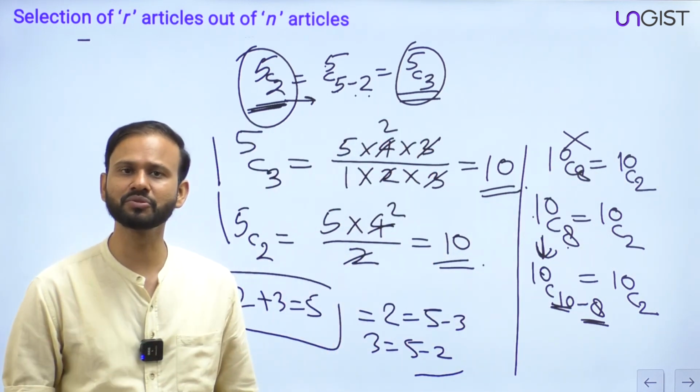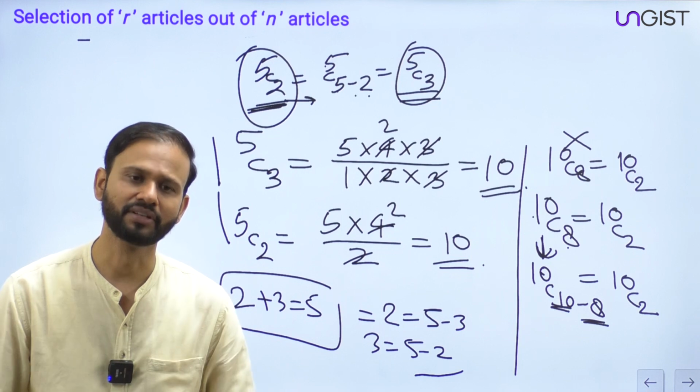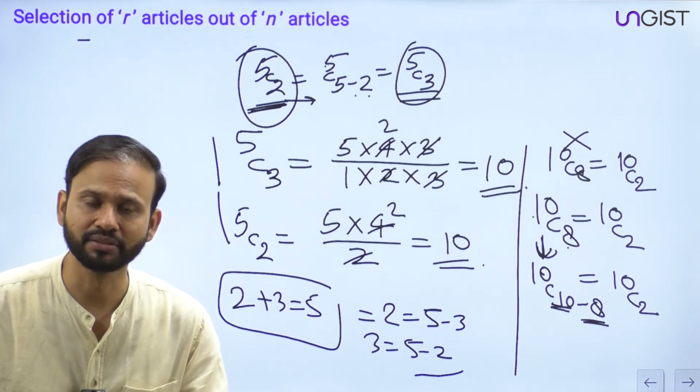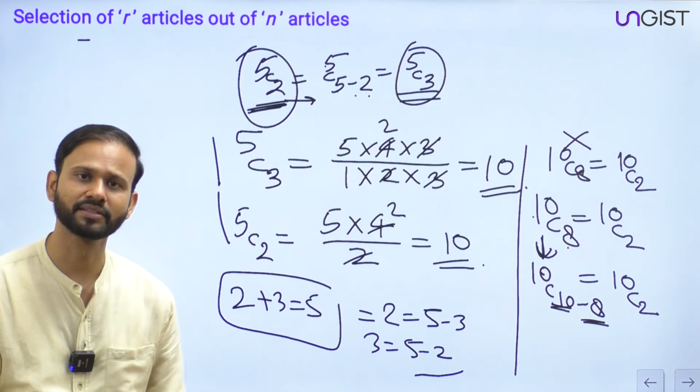And 10C2 is equal to what? 10C2 is equal to 45, right? So 10C8 is equal to 45, correct? All of you fine? Clear?